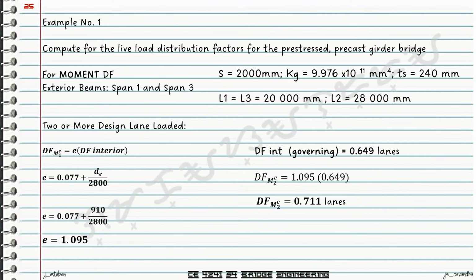0.711 lanes. So comparing this to the value of the distribution factor for one lane, we were able to compute a while ago, 0.846, which is greater than 0.711. Therefore, the distribution factor for the exterior beam for span 1 and span 3 will be the distribution factor for one lane, which is equal to 0.846.